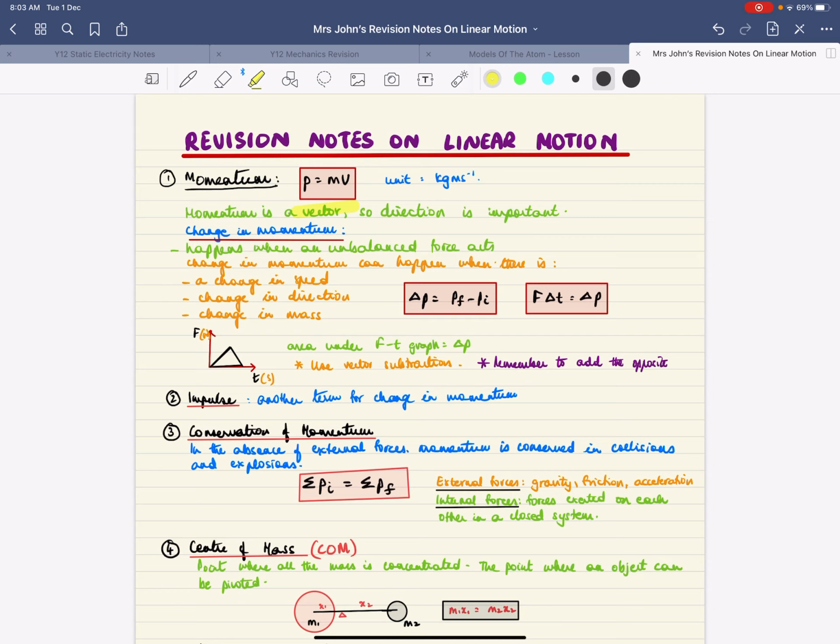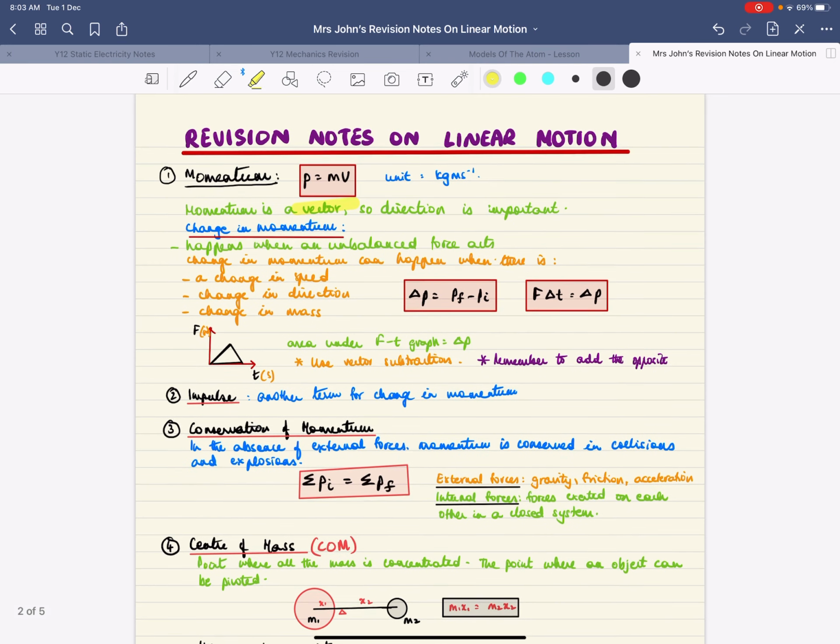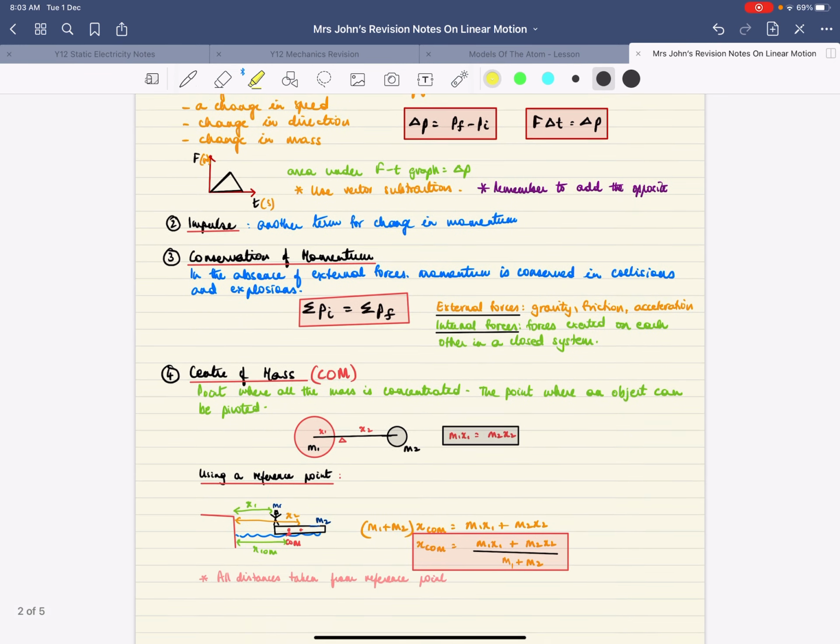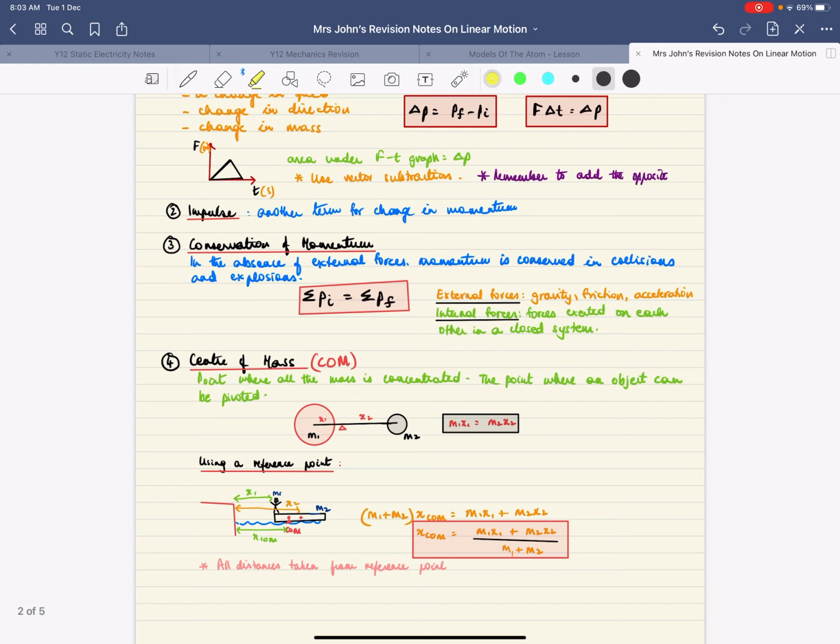If you're given a force versus time graph, you can also get the area under that force time graph to get the change in momentum. And then the other thing is impulse is another term for change in momentum. Conservation of momentum: whenever you don't have external forces, then in collisions and explosions, the total momentum before collision equals the total momentum after collision.